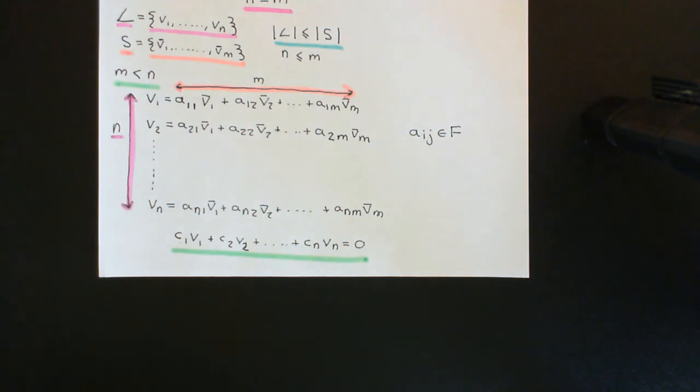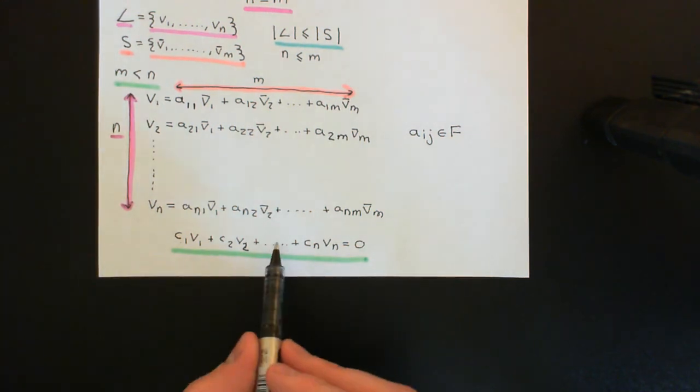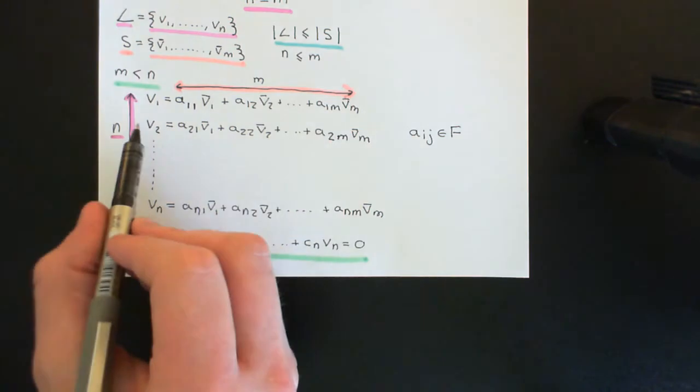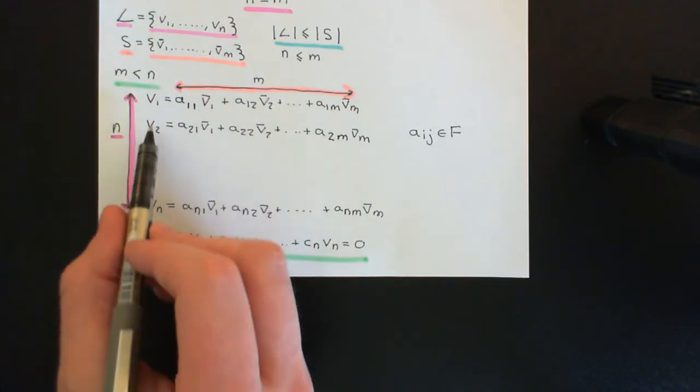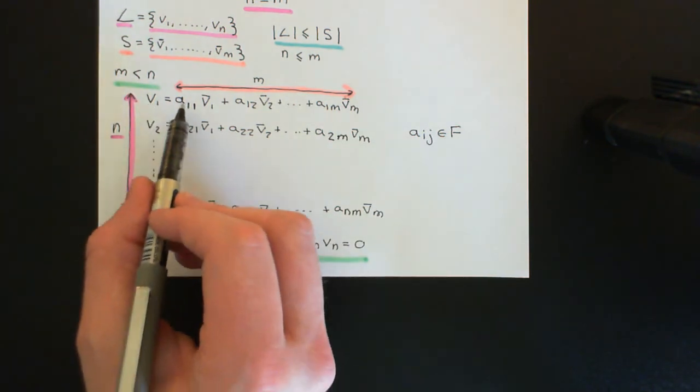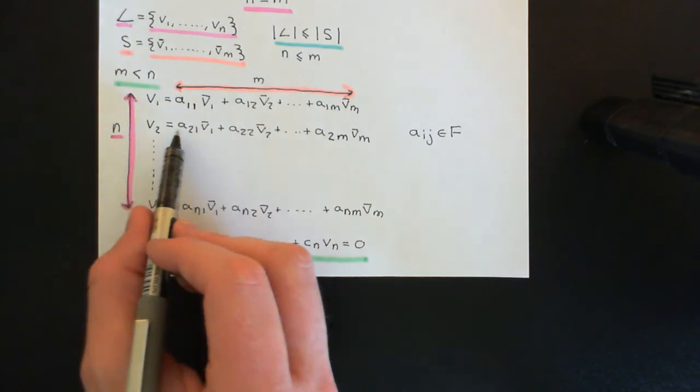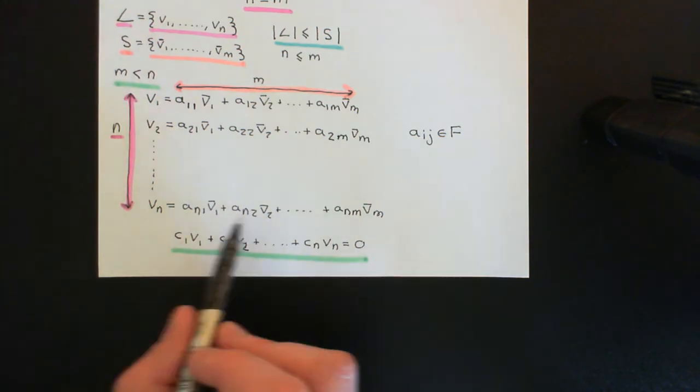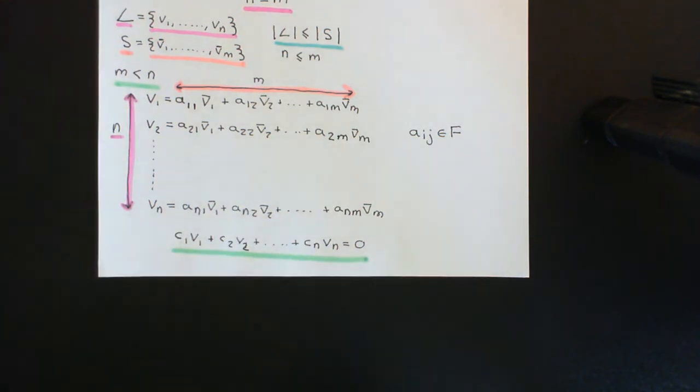Okay, so how am I going to do this? Well, the natural thing now to do is plug in these formulae for these vectors. So plug in for v1, this thing, plug in for v2, this thing, and so on, plug in for vn, this thing here. Okay, and indeed that's what we're going to do now. So I'll go over the page.